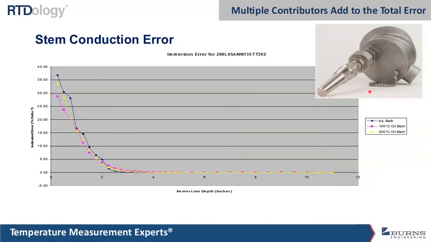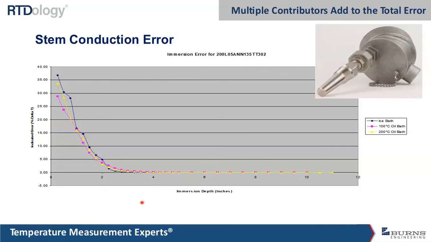This test was done with this type of assembly. It's a tapered thermal well, and I think this was a 13.5-inch long immersion probe. We just took a bunch of data points. Anything more than about 4 inches of immersion, there's almost no stem conduction error. It starts to grow at 2 inches, maybe a couple degrees C. But then as you get shorter and shorter, of course, it gets worse and worse.